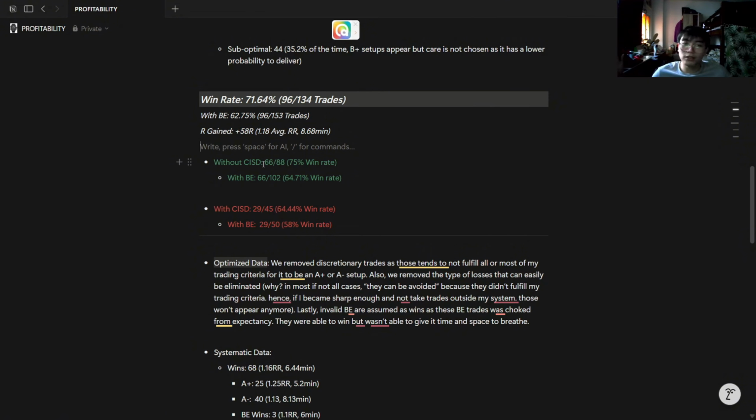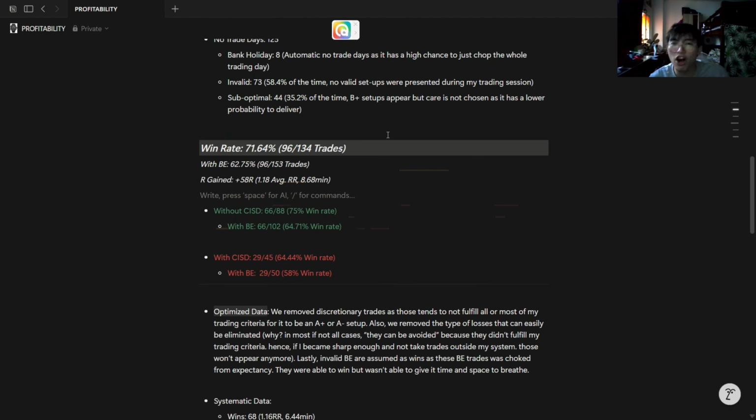Just inversions with narrative, high side inversions. That's all. Not really CISD anymore. Right now, I don't really record CISDs anymore. They just prove to me that without CISDs, I have a higher win rate and a lower BE rate as well. So what is this optimized data?